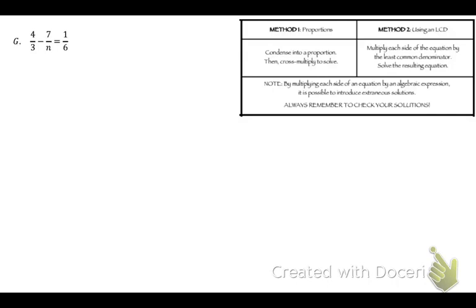Okay, let's get into this. So this is where we have two possible options for what to do here. So first, always write your restriction, so n cannot equal 0. Whenever there's a subtraction sign, distribute that subtraction sign. So that's 4/3 plus negative 7 over n equals 1/6. Now let's condense this to a proportion and then use the cross multiply to solve.